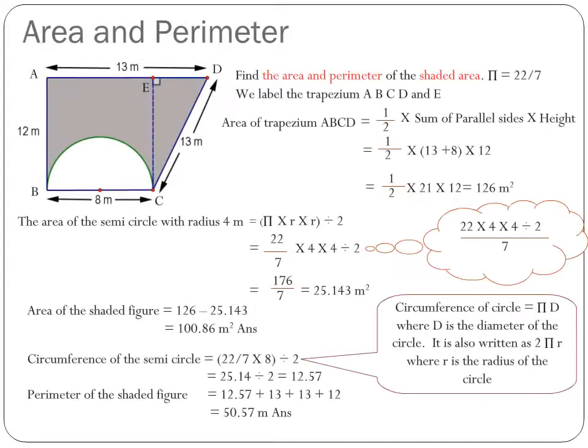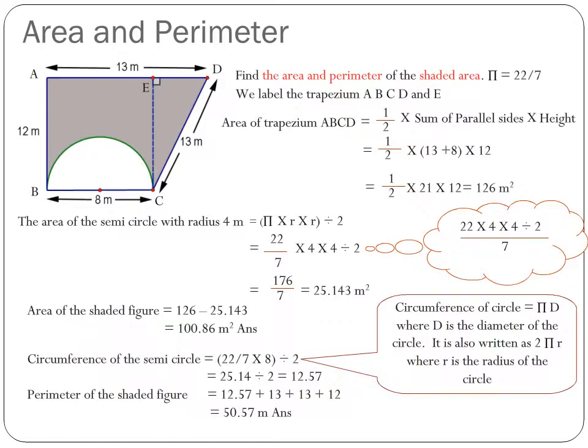In this example, we want to find the area and perimeter of the shaded area, taking pi to be 22/7. First, we observe that the shaded figure is a trapezium. We are going to label the trapezium A, B, C, D, E.